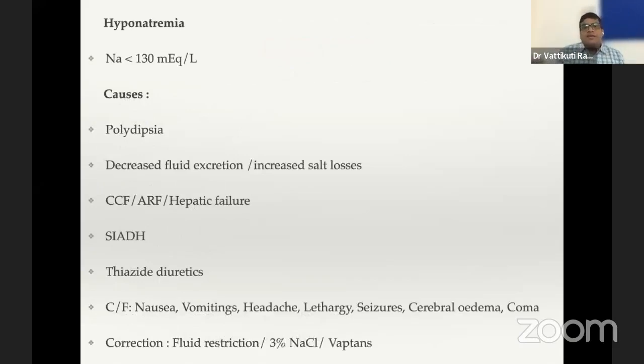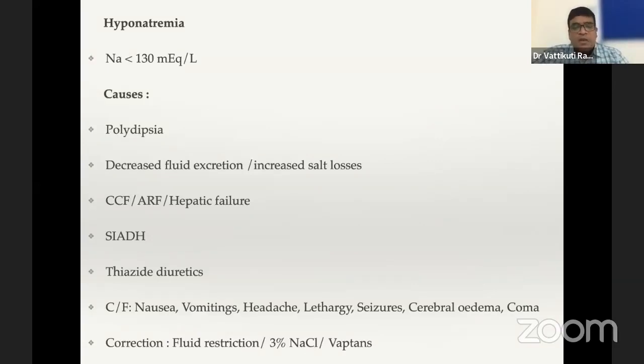Then the other spectrum is hyponatremia, where the sodium is less than 130 milliequivalents per liter, and the causes include excess water consumption, decreased fluid excretion, or increased salt losses via the kidney. Patients with hepatic failure, acute renal failure, congestive cardiac failure all end up having hyponatremia. SIADH is one of the very common presentations in the ICU to cause hyponatremia. And patients who are on thiazide diuretics can present with hyponatremia, which is again one of the most common causes of hyponatremia in the ICU.